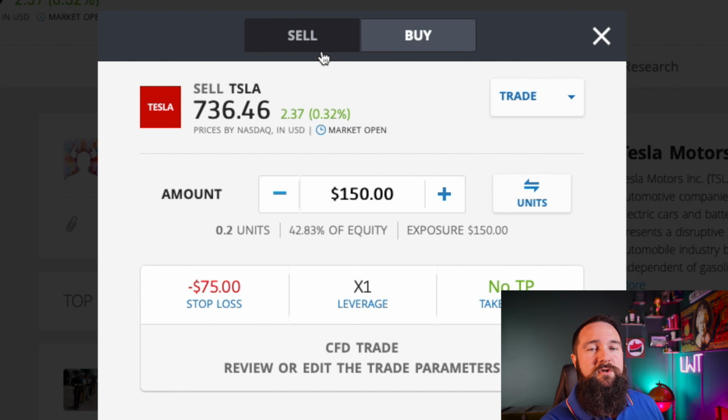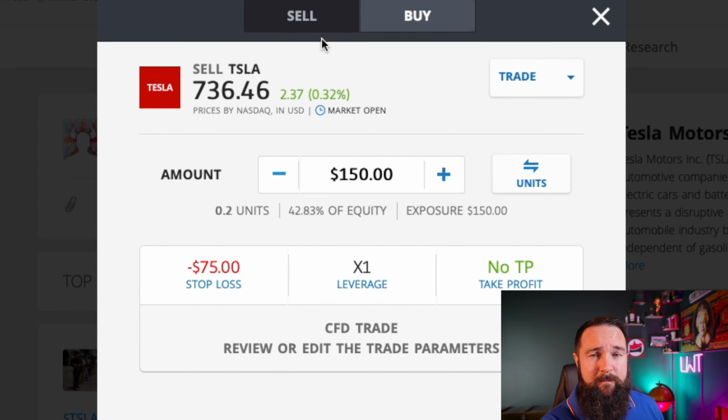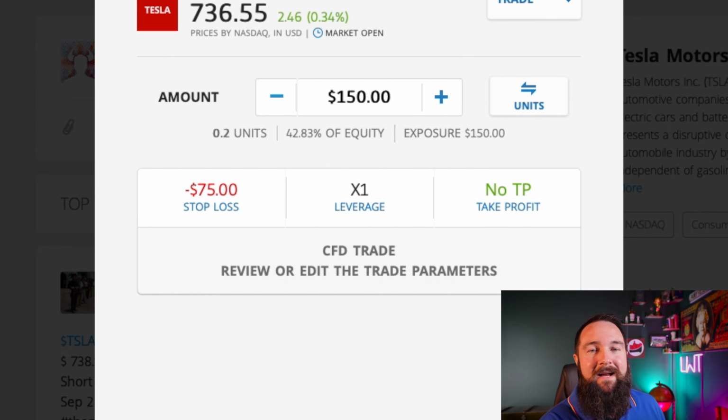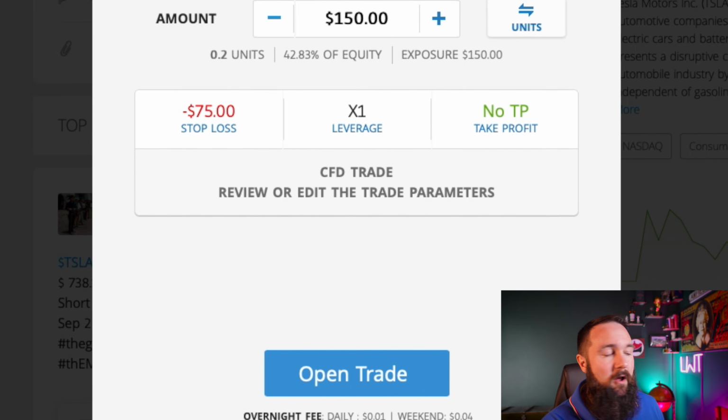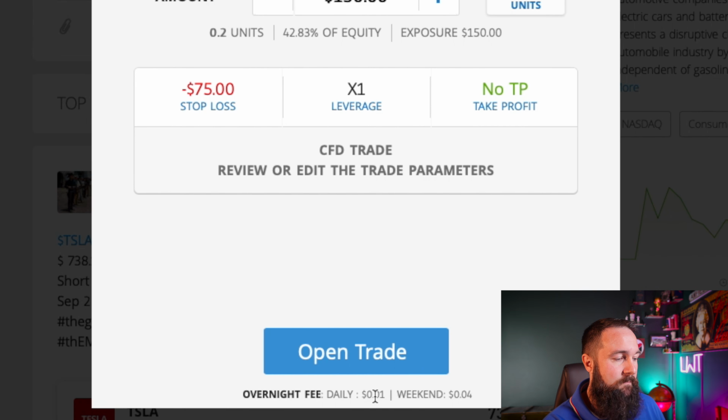But when you come to short Tesla, in this example, it could be a lot cheaper than actually borrowing the shares anyway. And what I mean by that is if we go down to the bottom, the overnight fee, if I keep this trade open overnight, is 1 cent. And if I keep it open over the weekend, it's 0.4 cents. That is the ongoing fees that I would normally pay to, say, Timmy or whoever it may be. And let me tell you, this is actually not too bad in terms of fees.